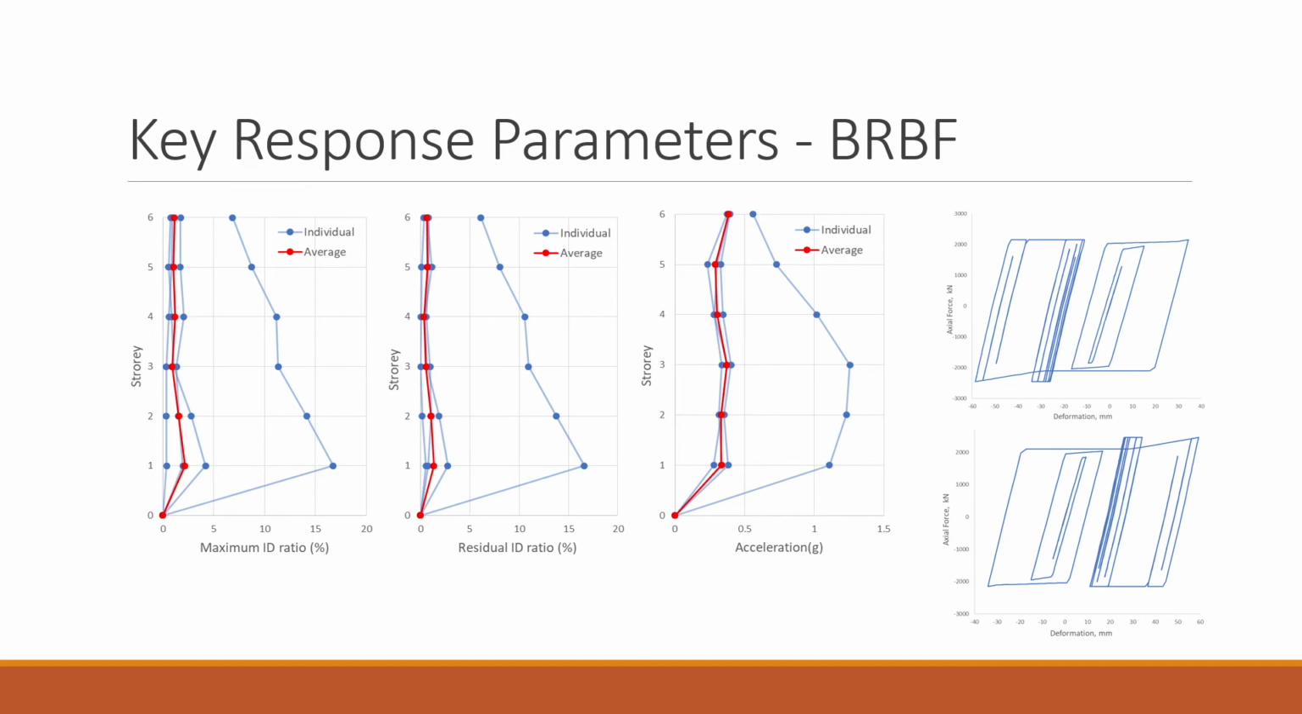We have the accelerations, maximum interstory drift, and residual drift shown on the left. A sample hysteretic response is shown on the right. The chosen response is from the braced couple on the first floor under ground motion 3.